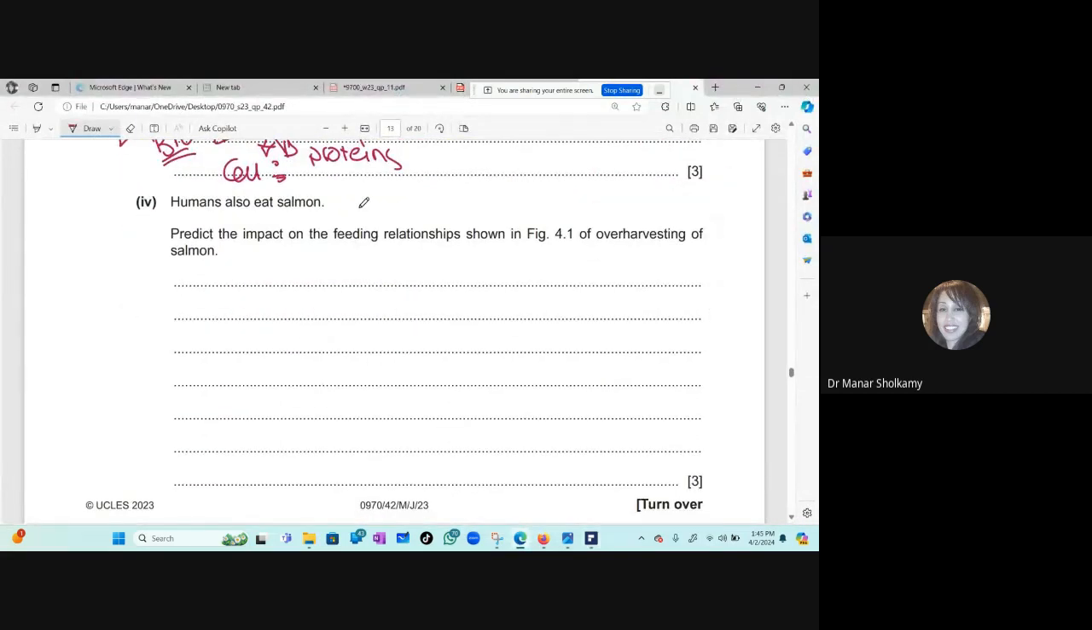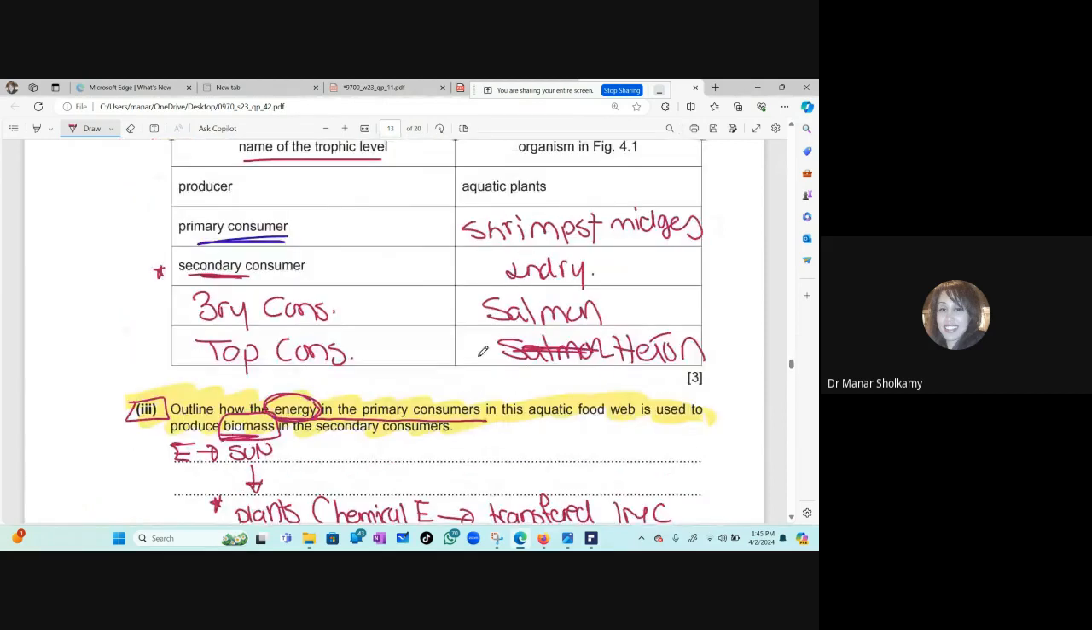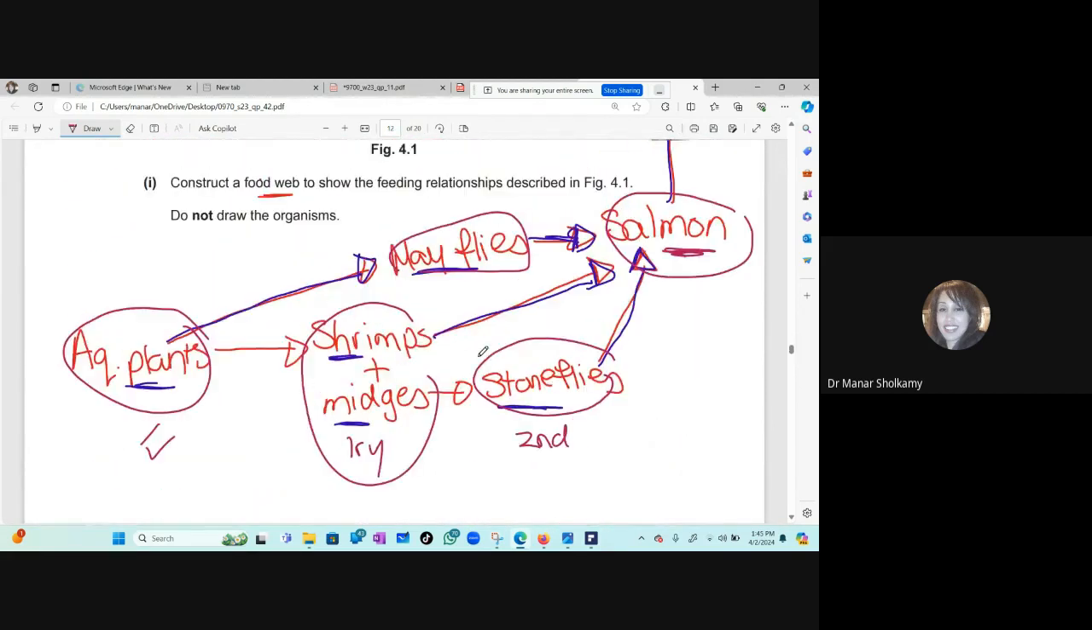Humans also eat salmon. Predict the impact on the feeding relationship shown in figure 4.1 of over-harvesting of the salmon. So let's go back to our food chain. Imagine that the salmon is gone, no salmon.